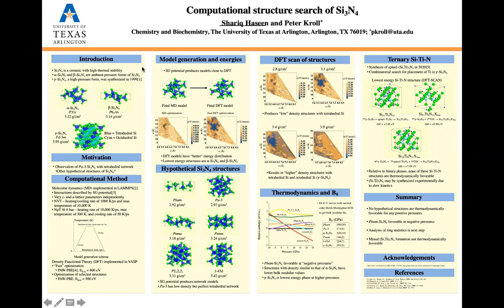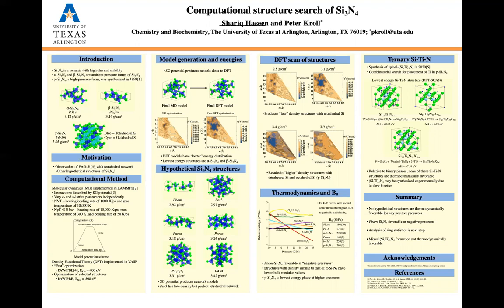So if we take a look at the introduction, silicon nitride is a ceramic with high thermal stability and enhanced mechanical properties at elevated temperatures. It exists in different crystalline forms like alpha and beta silicon nitride. In 1999, gamma silicon nitride, a high pressure form, was synthesized. And this high pressure form differed from alpha and beta silicon nitride in that it had much higher density, along with higher hardness and elastic property values.